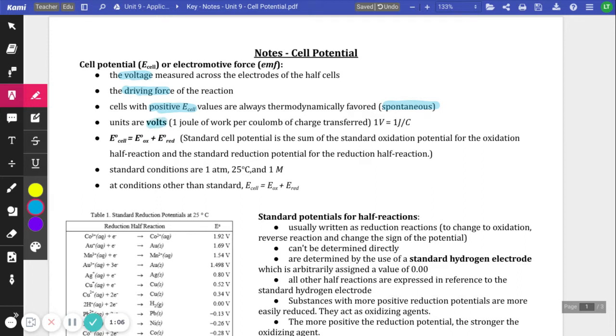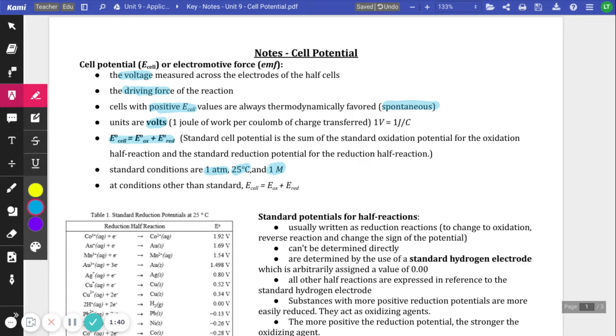We use the units of volts and we measure it using a voltmeter. At standard conditions, E cell standard is equal to E oxidation plus E reduction. Again, standard potential is the sum of the standard oxidation potential for the oxidation reaction and the standard reduction potential for the reduction half reaction. Standard conditions are always 1 atmosphere for gases, 25 degrees Celsius, and if you have a solution, a 1 molar solution.